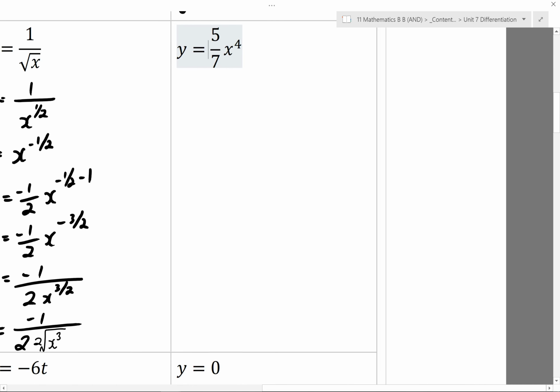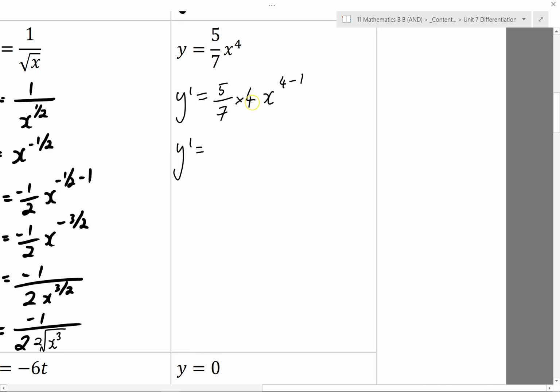Okay, all these problems are pretty much the same idea. If there's a fractional coefficient, it's still all good. We'll just follow the same ideas. My k value is 5 on 7. My power is 4. I need to multiply them together. So 5 on 7 times 4, and then reduce 1 from my power.